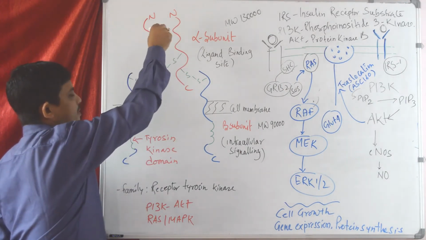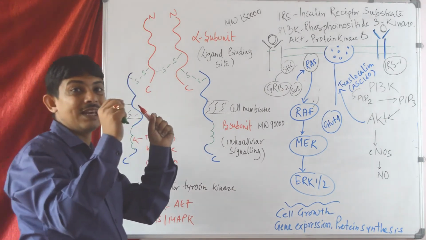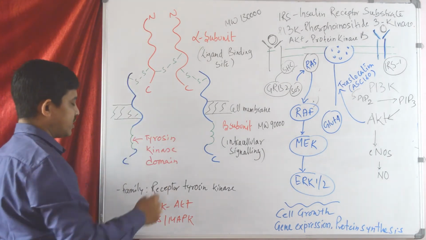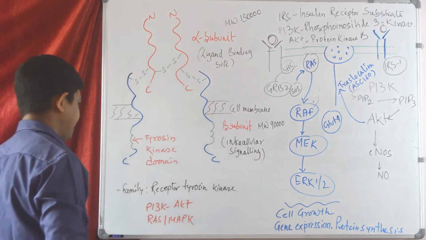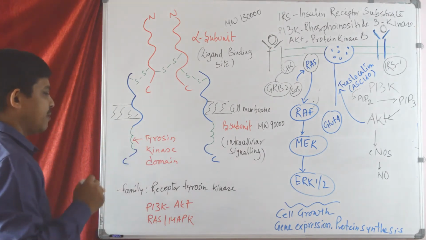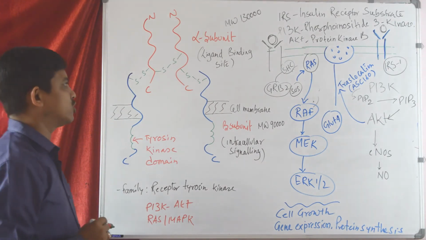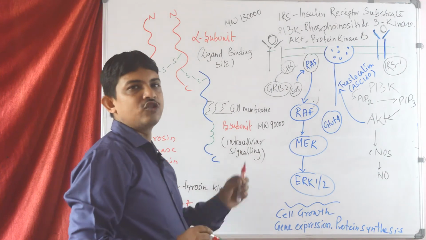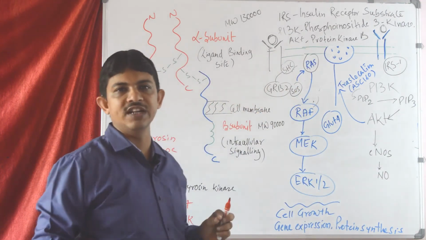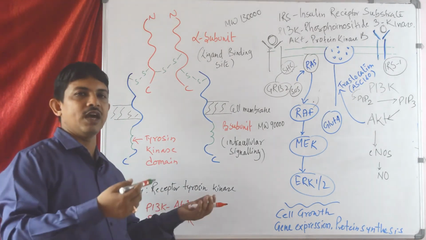There are two insulin binding sites, and here we can find the tyrosine kinase domain. This is the tyrosine kinase domain, and it is in the family of tyrosine kinases. So insulin will bind to this insulin receptor and produce the different effects which we have discussed.